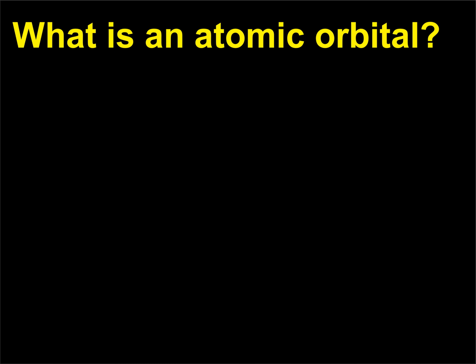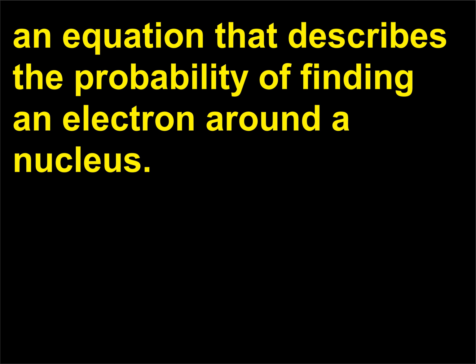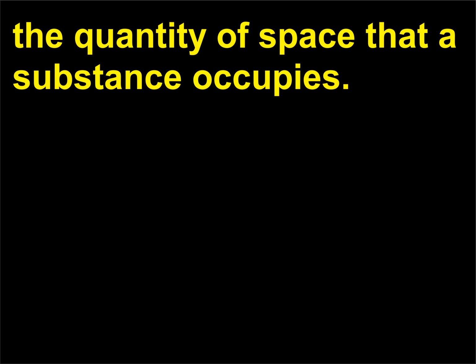What is an atomic orbital? An equation that describes the probability of finding an electron around a nucleus. What is volume? The quantity of space that a substance occupies.